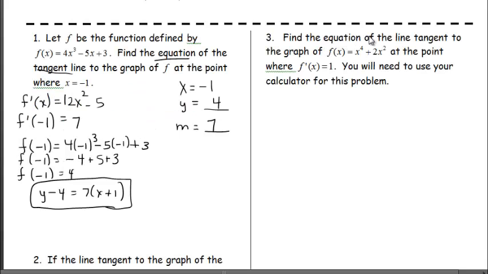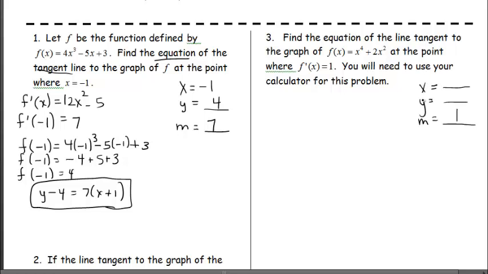All right, so we're going to find the equation of the line tangent to this graph at the point where the slope equals 1. You'll need to use your calculator for this problem. So find the equation of the line tangent to the graph at the point where the derivative is equal to 1. Okay, so again, I need x equals, y equals, and m equals. Now in this case, I'm told that the derivative is 1, so the slope of the graph is 1 here. So all that's left for me to do is find the x and y coordinate to use point slope to write the equation of the tangent line.